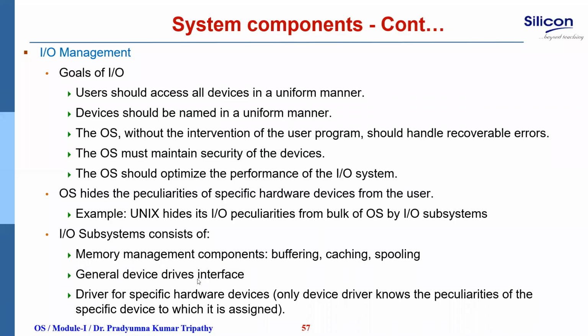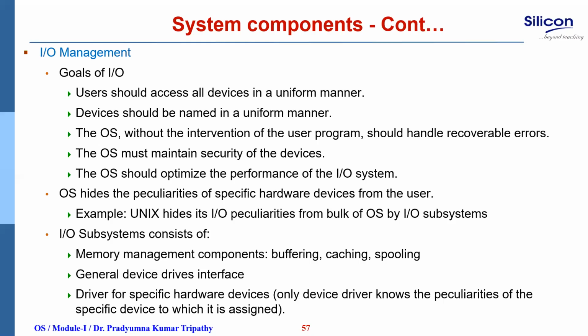So the OS should optimize the performance of the IO system. There are different IO devices. The operating system should be capable of optimizing this IO use, so that most of the users are satisfied by getting these input output devices. So this is the goal of the IO management.